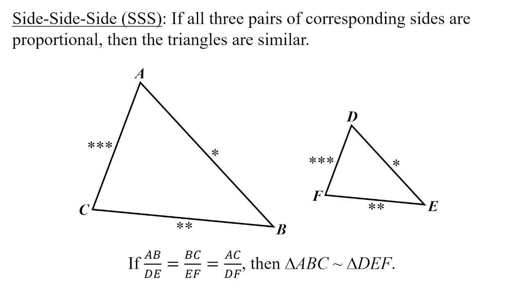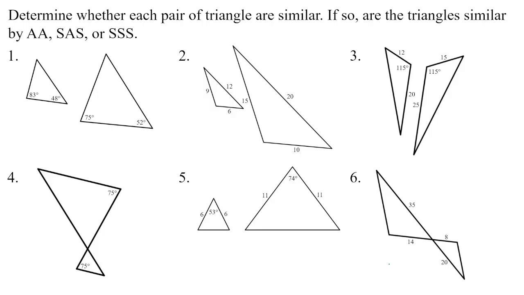So now, let's look at some examples. Let's say you are to determine whether each pair of triangles are similar. If so, are the triangles similar by angle-angle, side-angle-side, or side-side-side? Well, if you look at number 1, we know these two angles are not congruent, and these two angles are not congruent. Therefore, the two triangles are not similar.